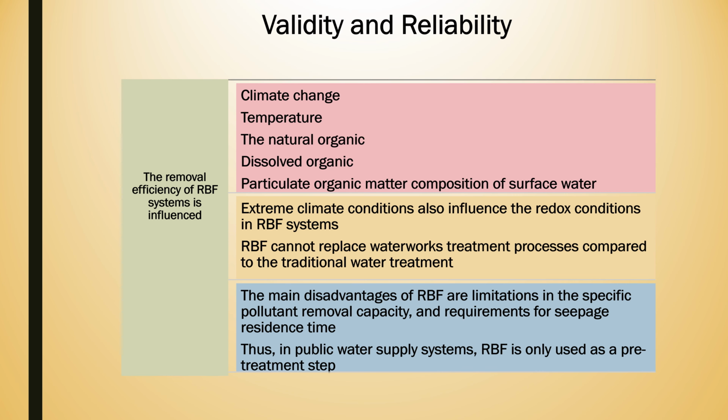The variability: the removal efficiency of an RBF system is influenced by climate change, temperature, natural organic matter, dissolved organic matter and particularly the organic matter composition of the surface water. It also, in extreme climate conditions, influences the redox condition in the RBF system. As I said earlier, the RBF will change when the climate is changing, such as a rainy or a sunny day.